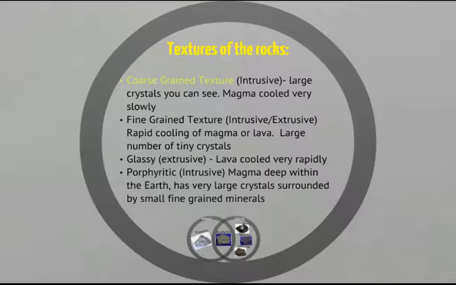Then we have glassy, which is just extrusive. And so glassy igneous rocks tell us that they cooled very rapidly at the Earth's surface.